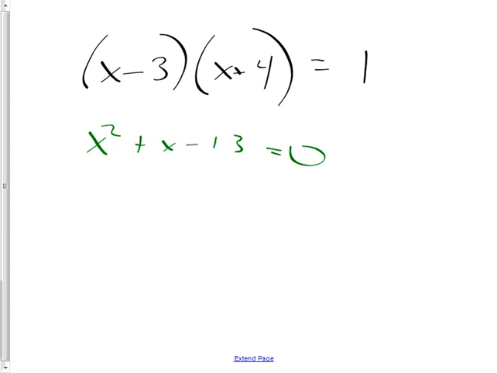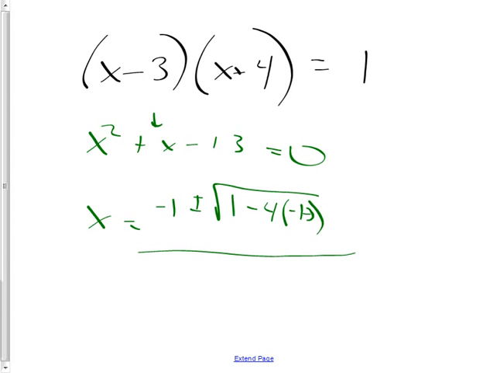I'm thinking there's probably not much hope that that thing's going to factor. 13 times 1 is the only way to make a 13, so the middle term, yeah, I'm not going to be able to make that factor. So I go right to x equals negative b, negative 1, plus or minus the square root of b squared, which is 1, minus 4 times a times c, which is 4 times 1, which I really don't need to do, times negative 13, all over 2a. 2 times 1 is 2. There we go, other than my negative 13 looking funky.